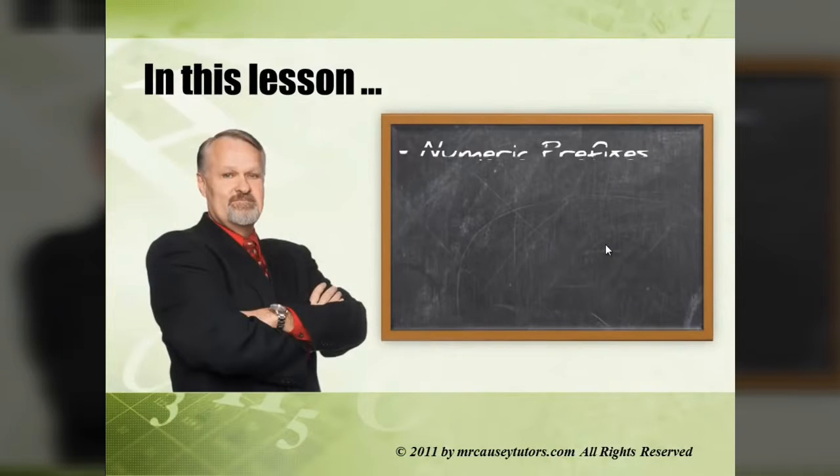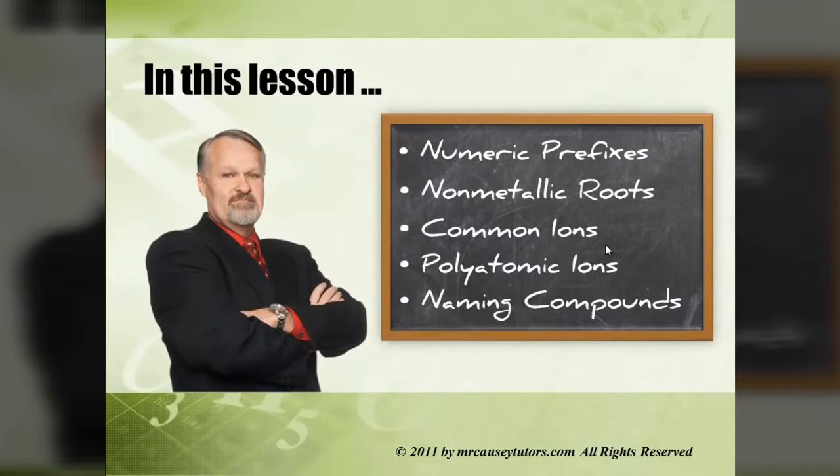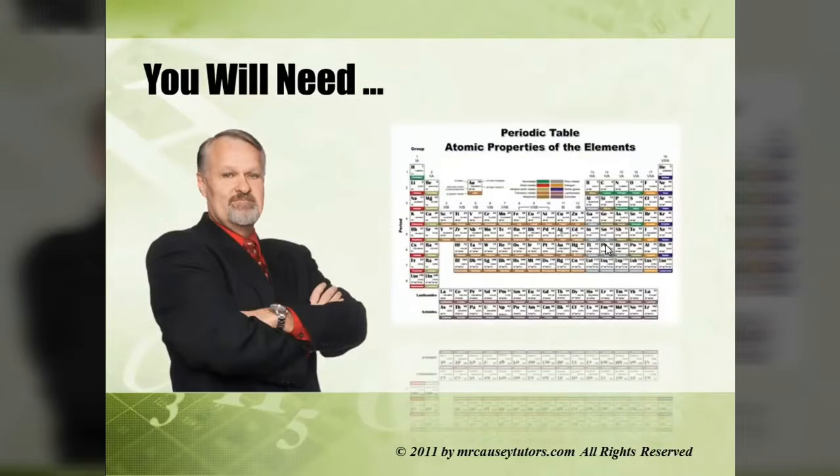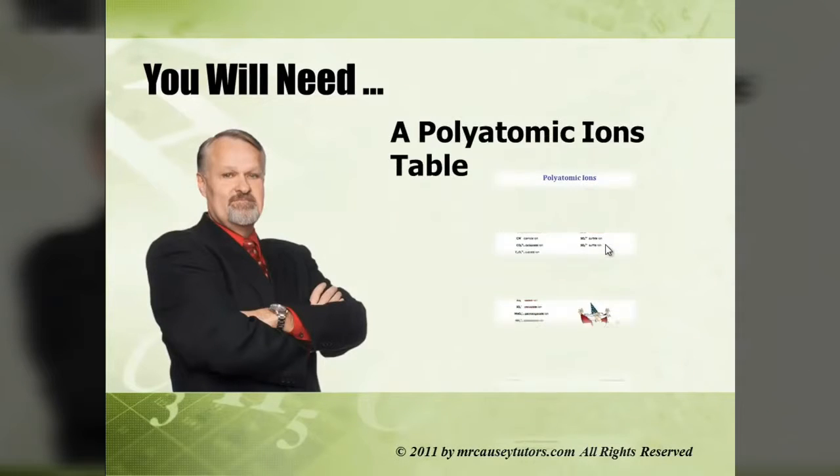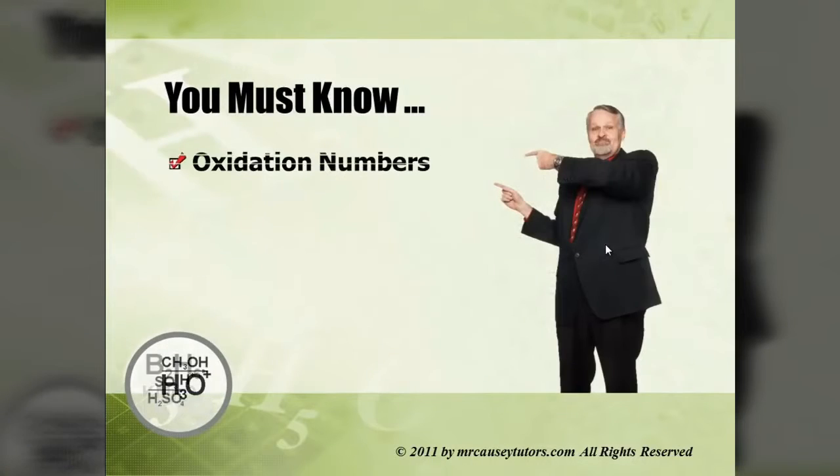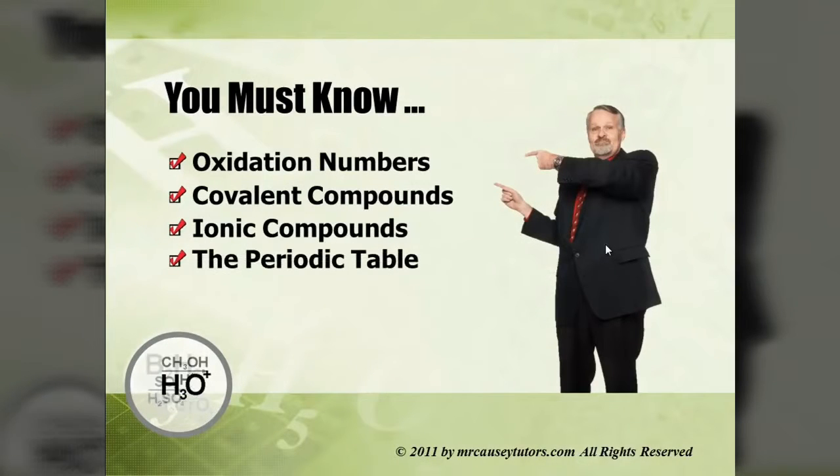In this lesson, you will learn numeric prefixes, the nonmetallic roots, common ions, polyatomic ions, and naming compounds. You will need, of course, a periodic table, unless you've memorized it, and that's great. And you will need a polyatomic ions table, and a little later in this lesson I'll show you how you can get that if you don't have one. And you must know oxidation numbers, covalent compounds, ionic compounds, and the periodic table. This is kind of something we need to know so that we can name our chemicals properly.